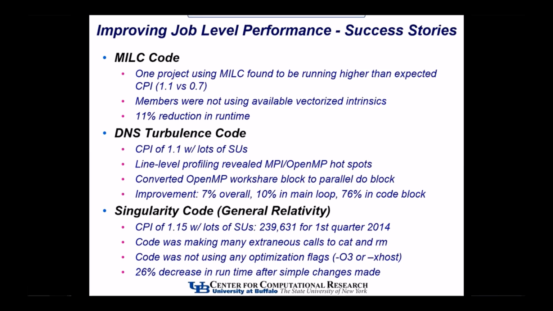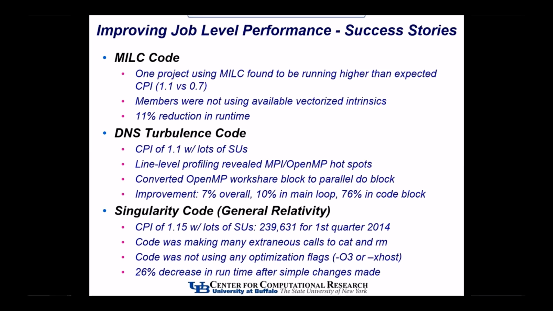So they had MILC code, which is a quantum chromodynamics code. And for one user, they looked at just the cycles per instruction. It was higher than average for that particular code. And so they found out that they weren't using available vectorized intrinsics, and they found out that they would improve that user's runtime by 11%. So a 10% reduction in runtime is nothing to be sneezed at.